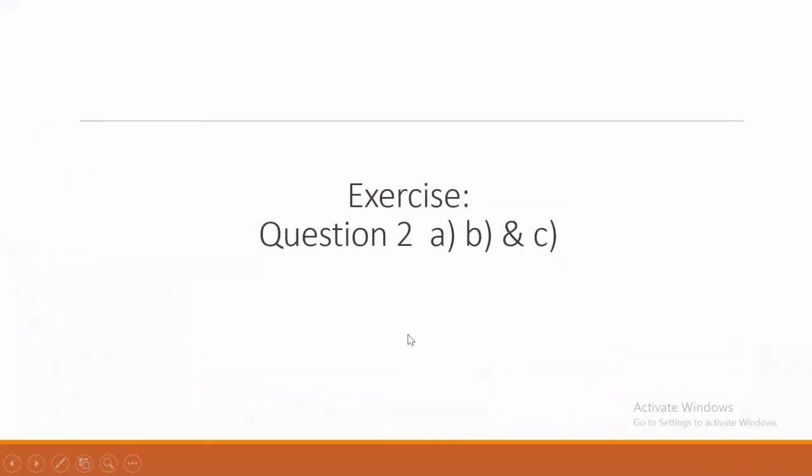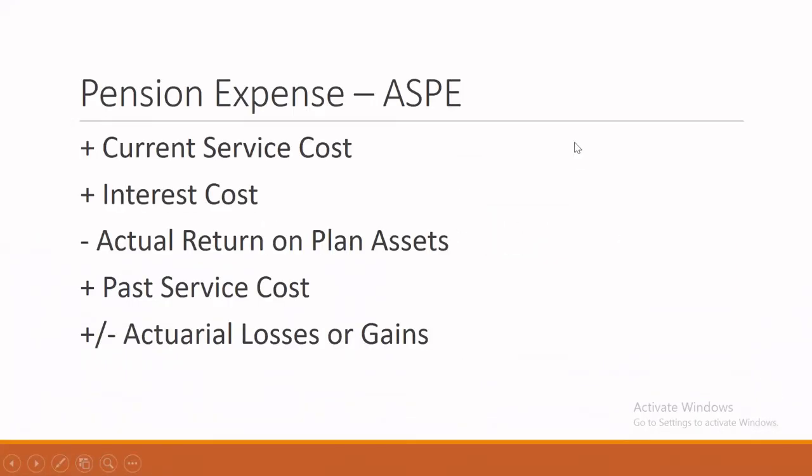So let's go back to the PowerPoint and look at how we do part D, which is pension expense. ASPE and IFRS are a little bit different on how they calculate pension expense. So we'll take a look at ASPE here. ASPE says that to get pension expense, you're going to add your current service cost, which we already are using in your defined benefit obligation. So it's going to increase your liability and also increase your pension expense. You're going to take your interest cost, the same one that you use to calculate your ending balance of your DBO. You're going to subtract your actual return on plan assets.